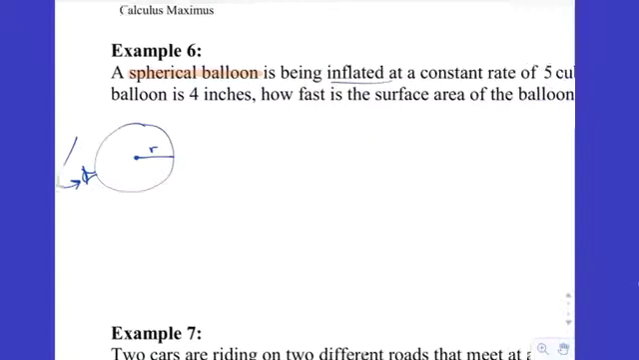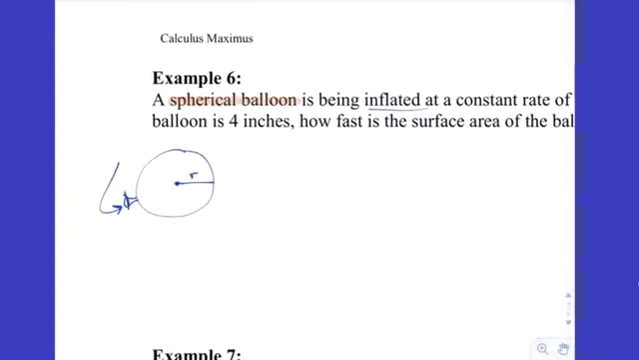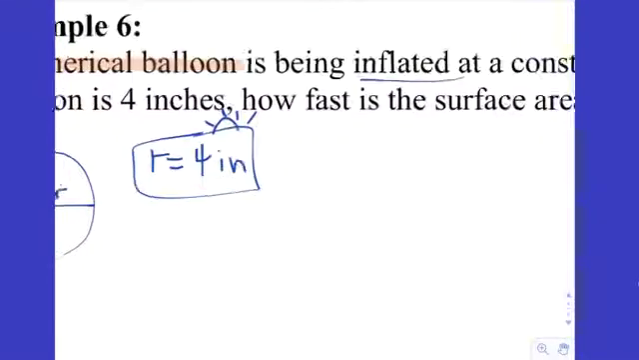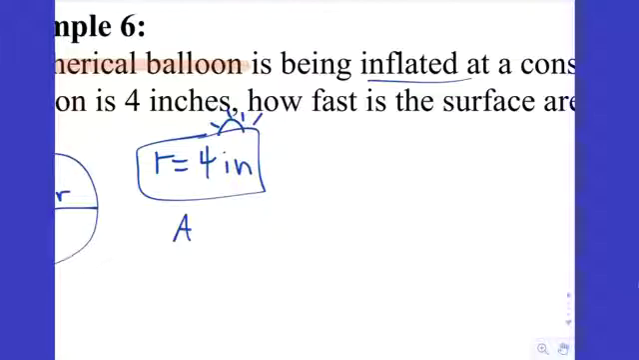So what is the critical variable in a sphere? The radius, yeah. So we'll call it little r. Seems reasonable. The snapshot moment, when the radius was 4, so that's when r is 4 inches. How fast is the surface area changing? So we're targeting dA/dt. We want to figure out how fast the area is changing.